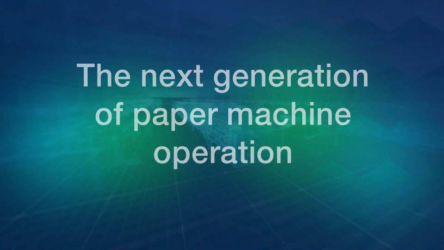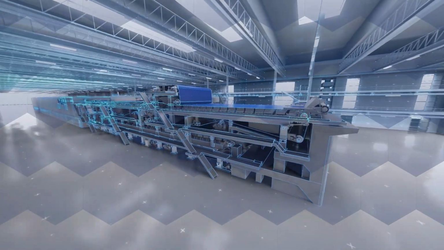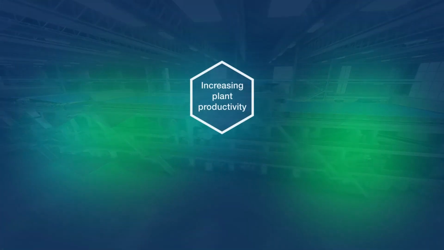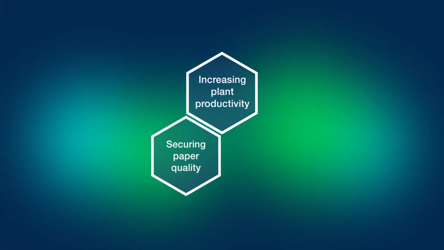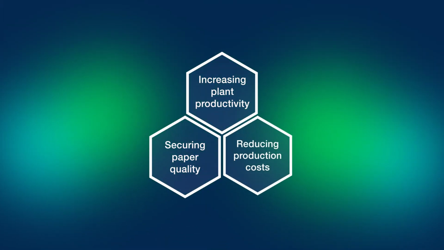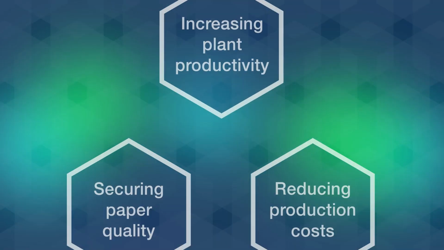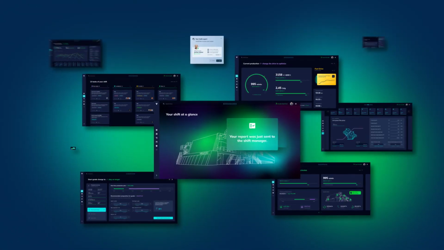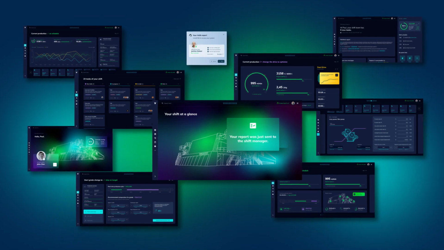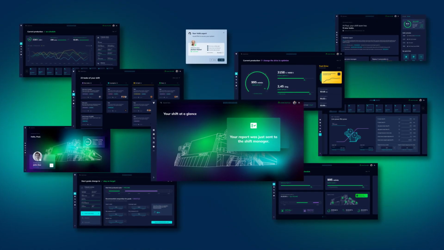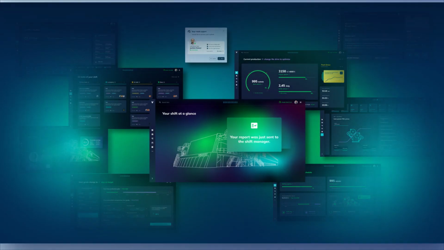Papermakers today are driven by the need to push asset efficiency. They need to boost the plant's productivity, secure paper quality, and reduce production costs. So come along on our journey into the future. Let's take a look at parts of an operator shift and learn what may be possible in the future with a new user interface.